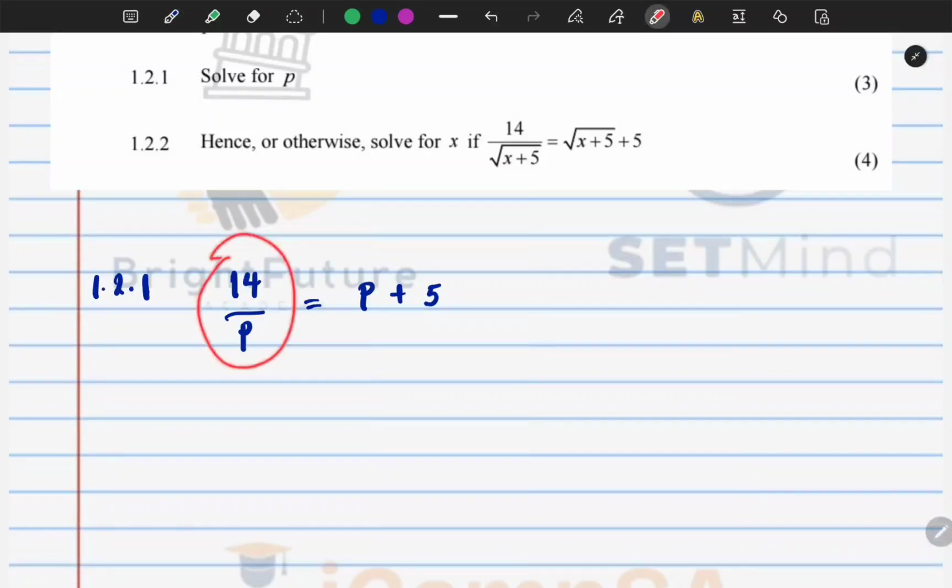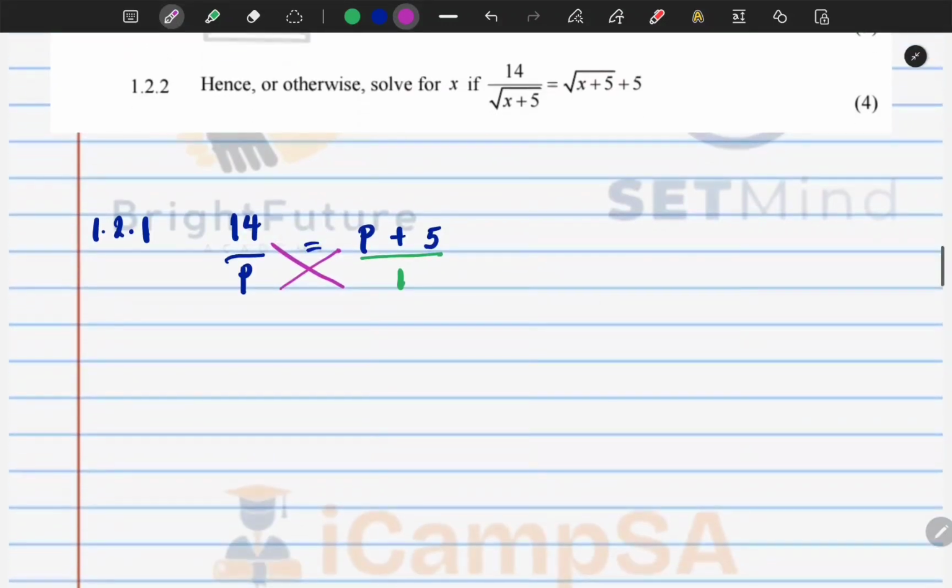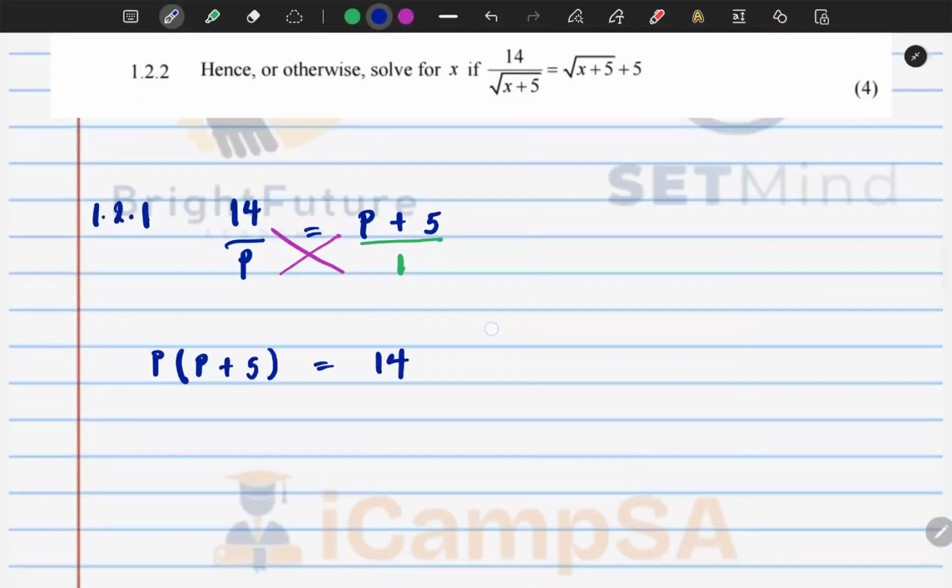We have this, which is a fraction, and we are going to make this side a fraction as well, so it's going to be all over 1. And then from here we can just cross multiply. So what we are going to have is p plus 5 times p equals 14.